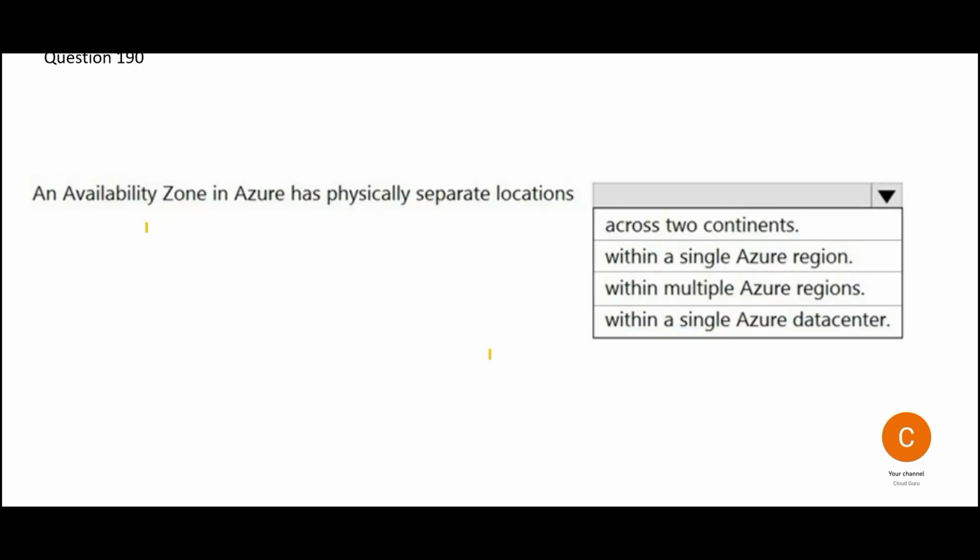Now what is an AZ in the Azure world? It has physically separated locations. Where? Across two continents? No. In a single Azure region? Yes. In a single Azure region, it has multiple separate locations. Across multiple Azure regions is wrong, and within a single Azure data center is also wrong. So an AZ setup always has multiple AZs, and the physically separate locations are always in a single Azure region.